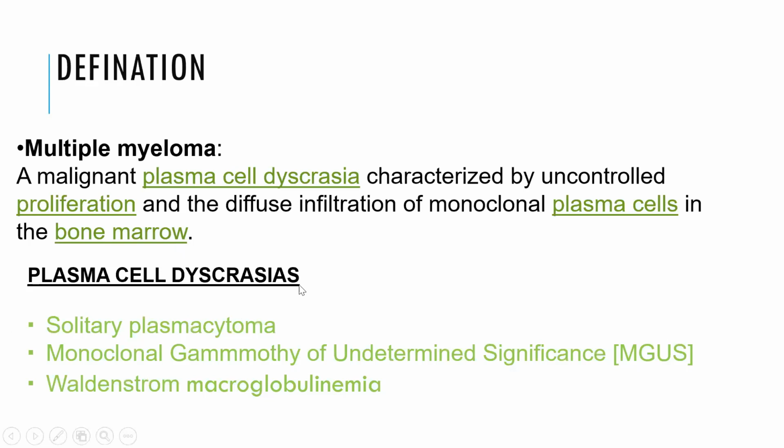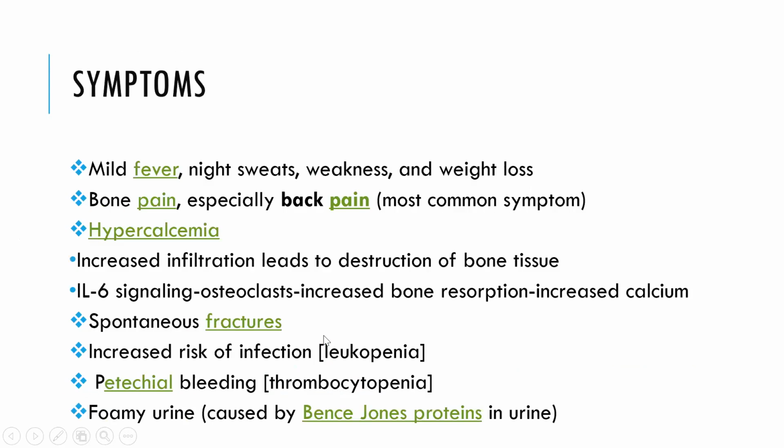So just to mention the types of plasma cell dyscrasias, there is solitary plasmacytoma, monoclonal gammopathy of undetermined significance, and Waldenstrom macroglobulinemia. Other symptoms that I've not mentioned, there is fever, night sweats, weakness and weight loss. There's also bone pain and spontaneous fractures.